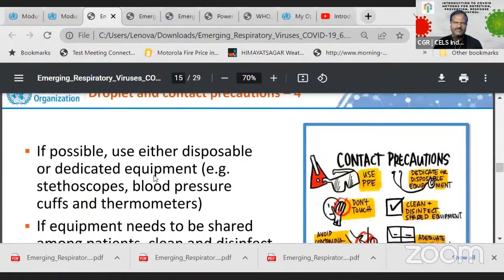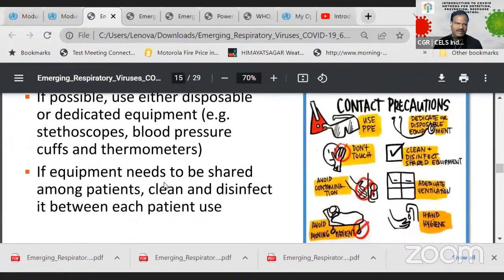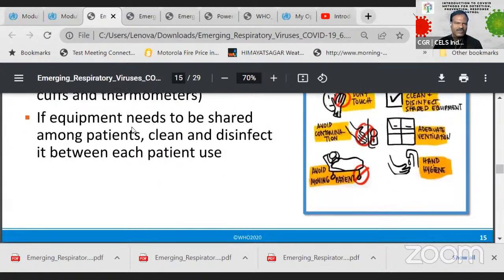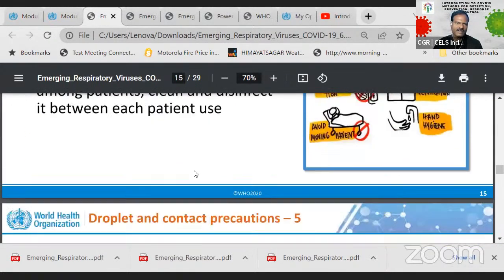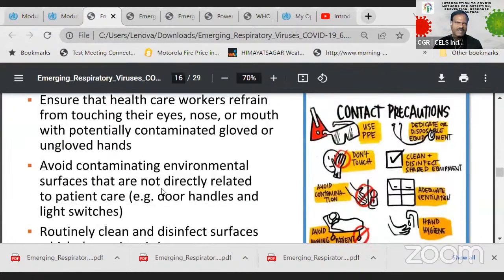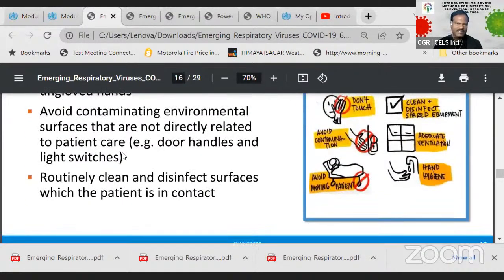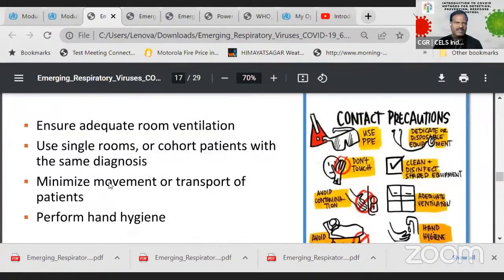Then disposability, how it is to be done. Or you have to keep dedicated equipment, even at doctor level, stethoscopes, blood pressure apparatus and thermometer and all that. They should be used only for the patient. If they need to be shared among patients, then they are to be disinfected and used. And the care workers should not touch their eyes, nose, or mouth unnecessarily, even potentially with contaminated gloves or ungloved hands. Door handles and light switches, even lift switches also, they're the cause. And always clean the surfaces.